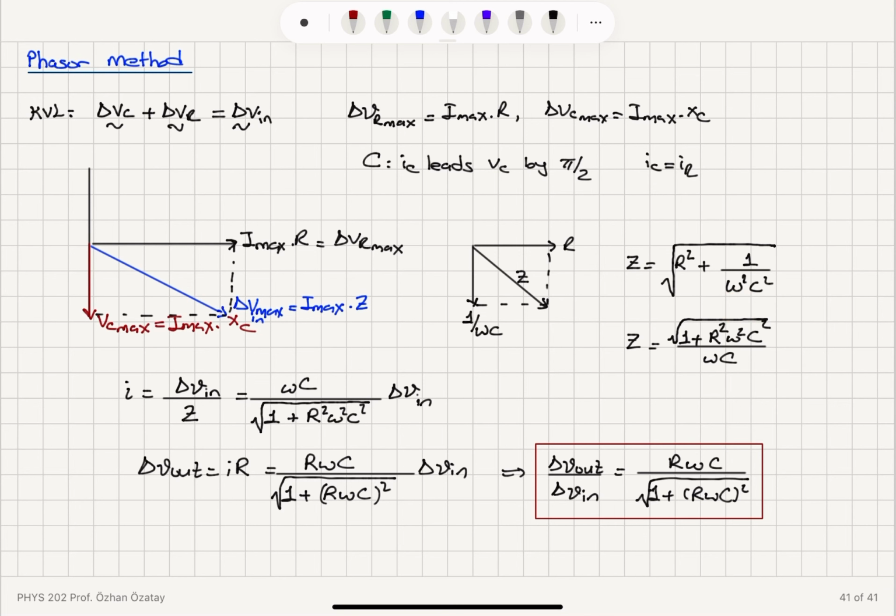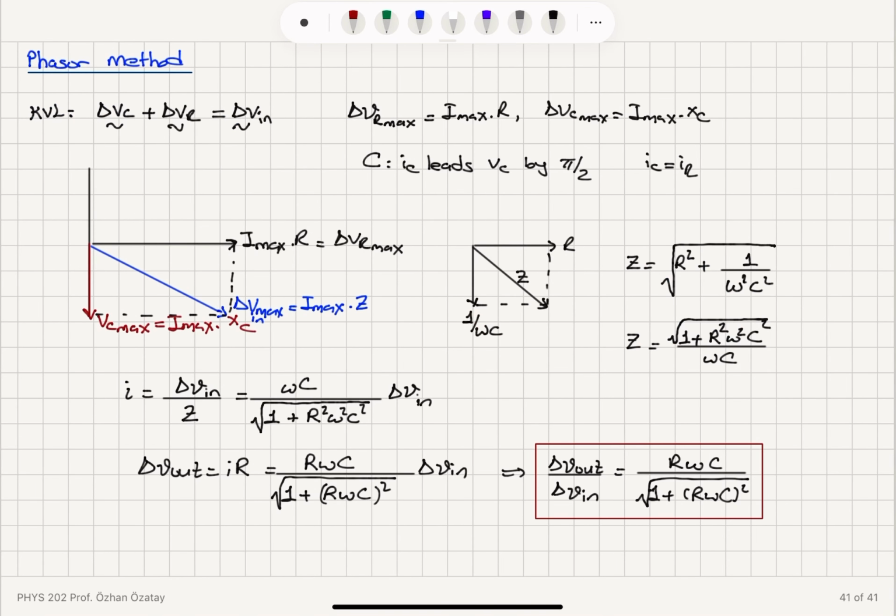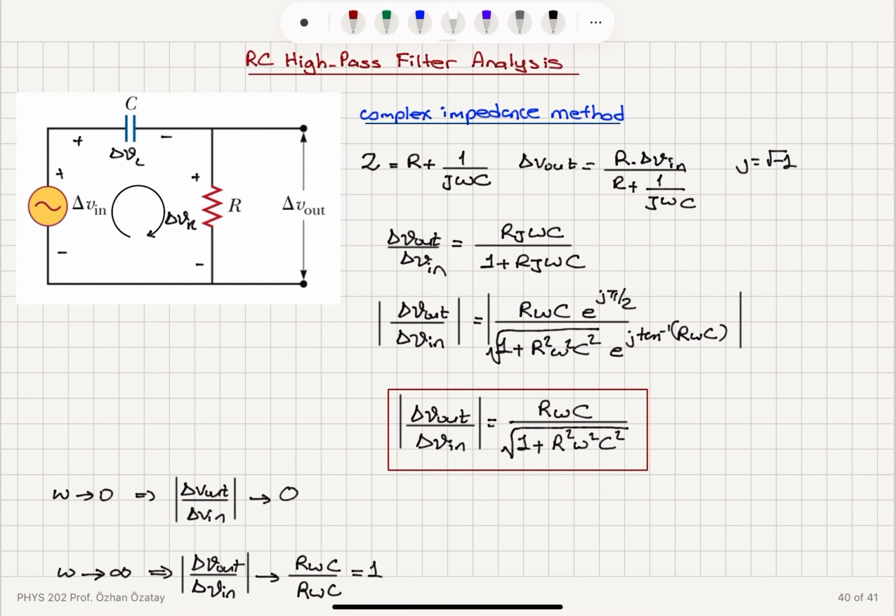And once you know the impedance of the circuit, delta V in over Z is the current that flows in the circuit, and the current multiplied by resistance is the output voltage due to Ohm's law. So delta V out over delta V in, we obtain exactly the same result as we did using the complex impedance method.